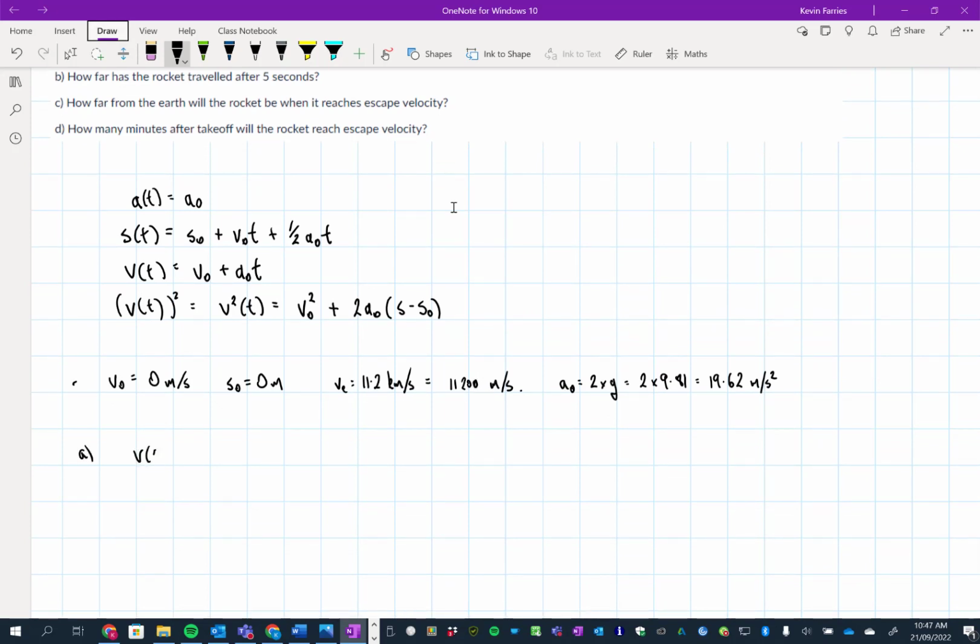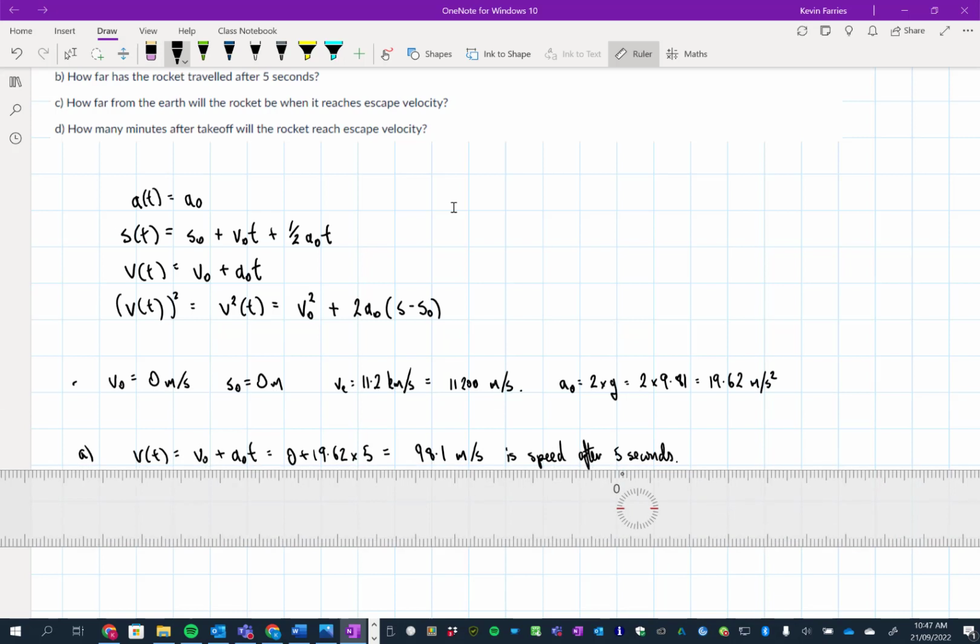So we know that the velocity at time t for constant acceleration is given by the initial velocity plus the acceleration times the time, which is equal to, in our case, 0 plus A0, so the acceleration is 19.62, times 5. 19.62 times 5 is 98.1 meters per second. That's the speed after 5 seconds.